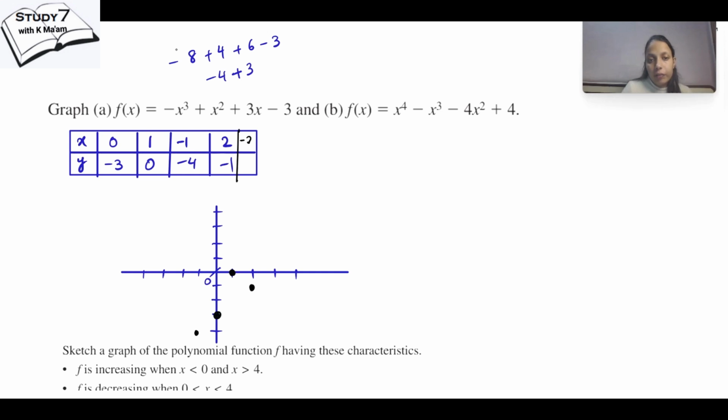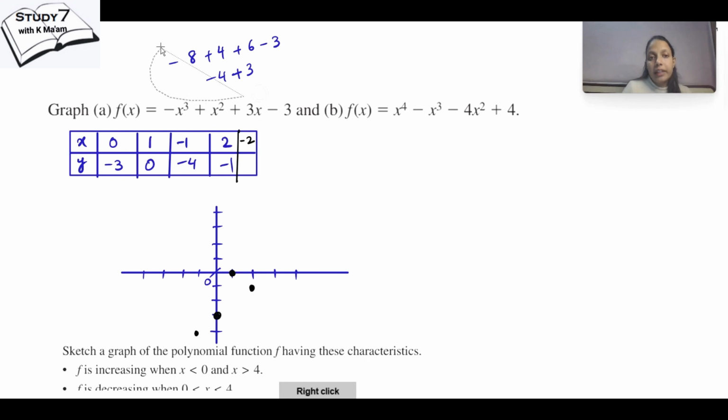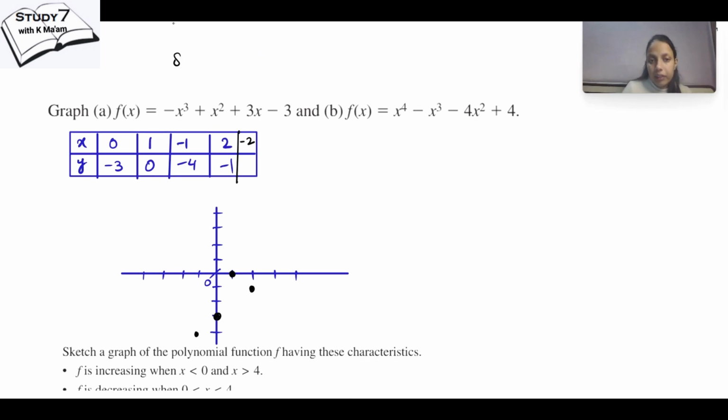For negative 2, if you check, negative 2 cube is negative 8, but outside there is a negative, so it becomes positive 8. Negative 2 square is positive 4. Negative 6, negative 3. 8 and 4, 12. 12 minus 6 is 6. 6 minus 3 is positive 3. At minus 2, it's positive 3, up. Now try to connect them. It's connecting like this.